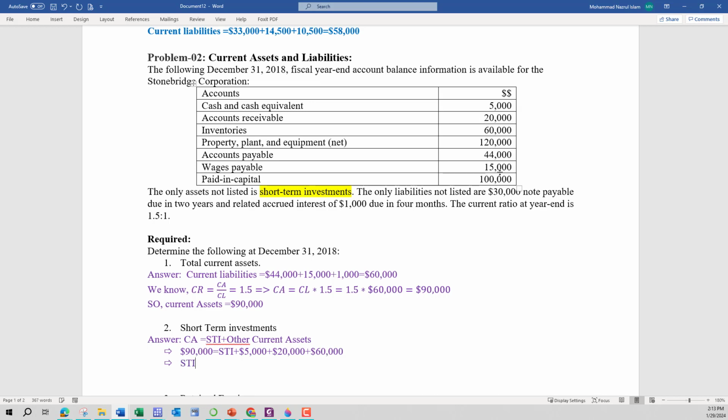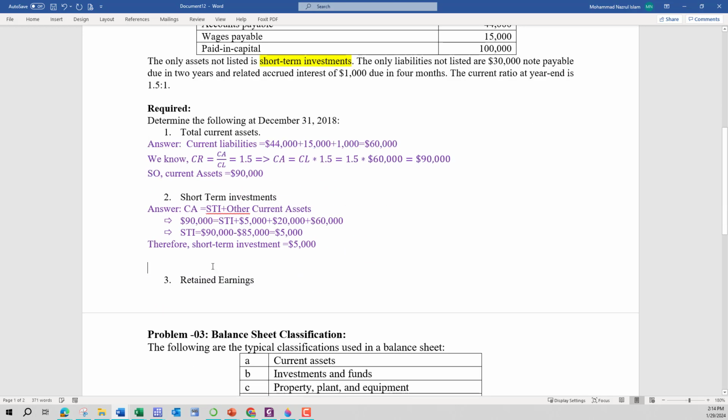So STI, meaning short-term investment, would be equal to 90,000 minus 60, 20, 80, 85. So 85 subtracted leaves 5,000. Therefore, short-term investment is equal to 5,000. Okay, and now let's go to the retained earnings.